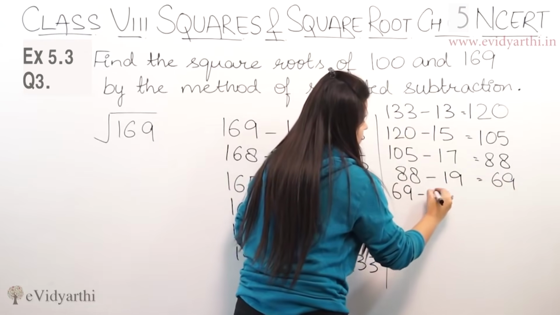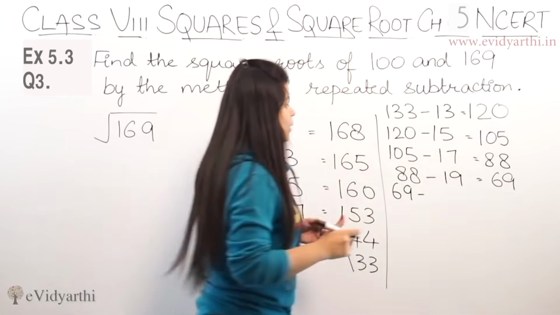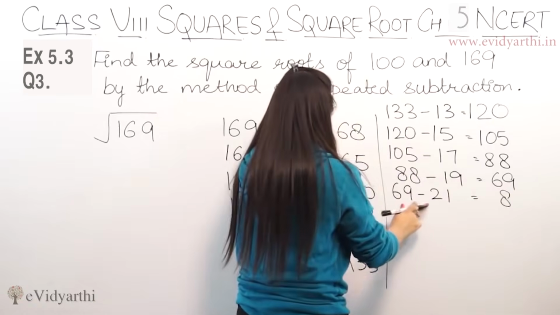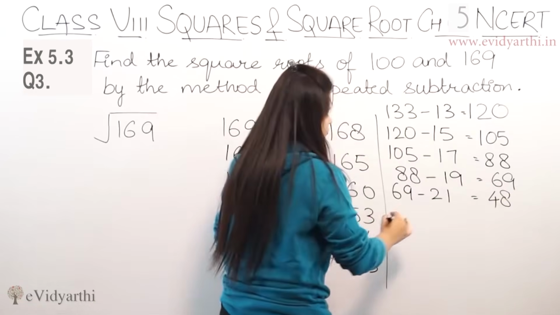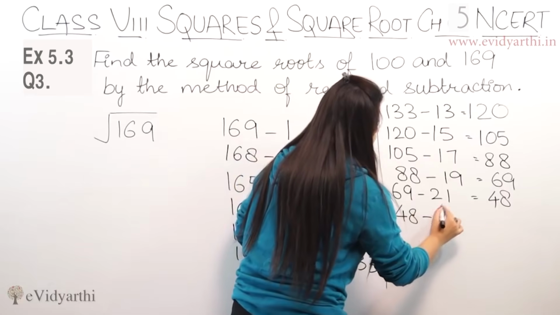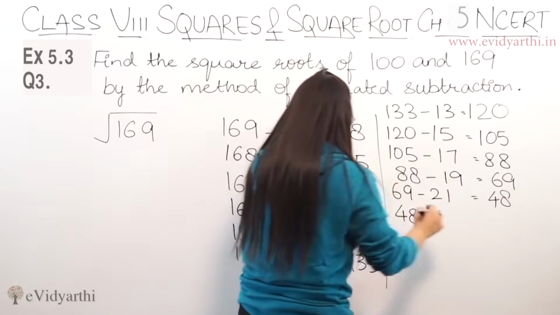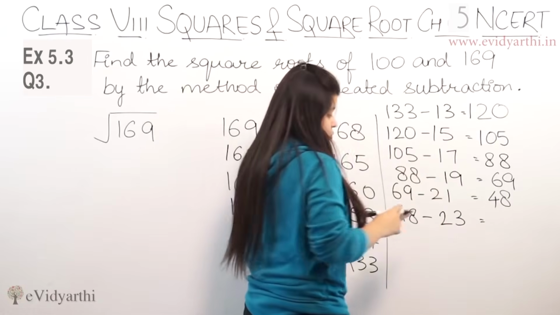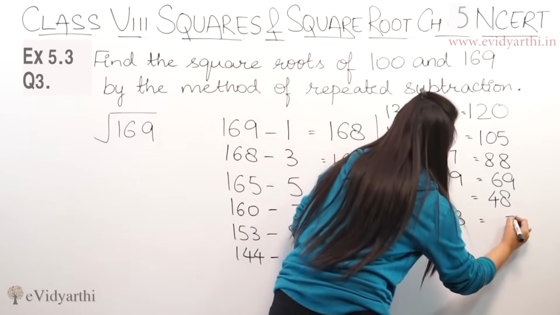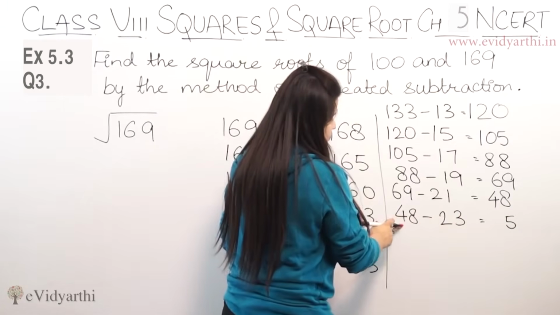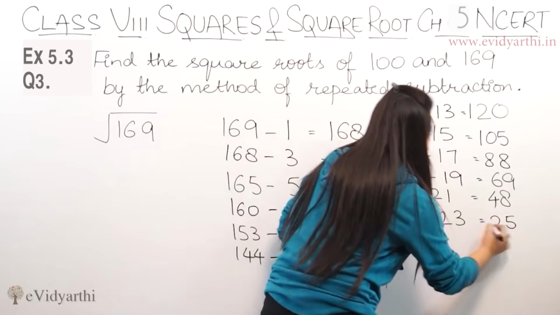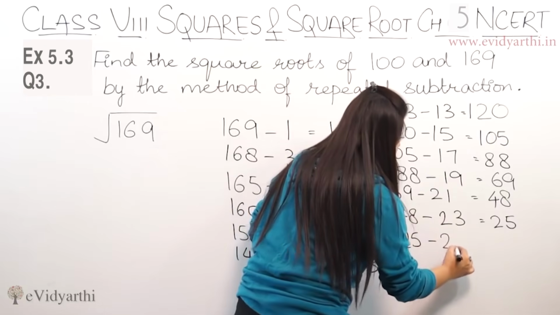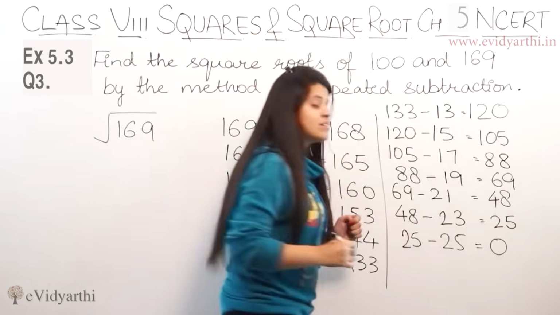So 69 minus 19 के बाद next odd number क्या होगा? 21. So 9 minus 1, 8. 6 minus 2, 4. So we have 48. 48 minus 21 के बाद next odd number is 23. So we have 8 minus 3 is 5. Then we have 4 minus 2, which is 2. So now 25 minus next odd number is 25. So 25 minus 25 is 0.